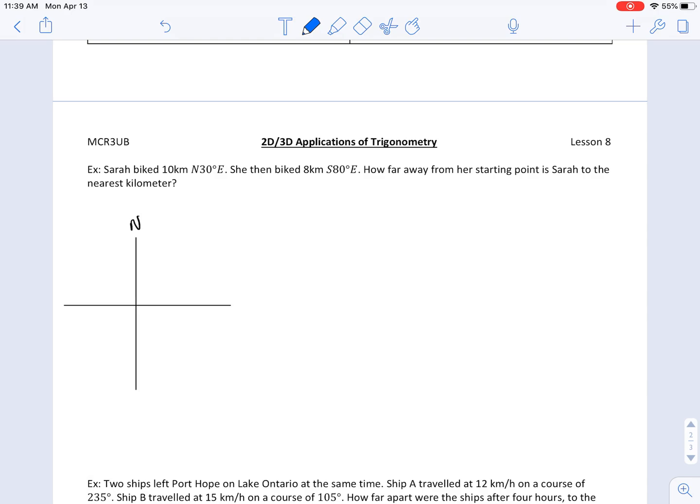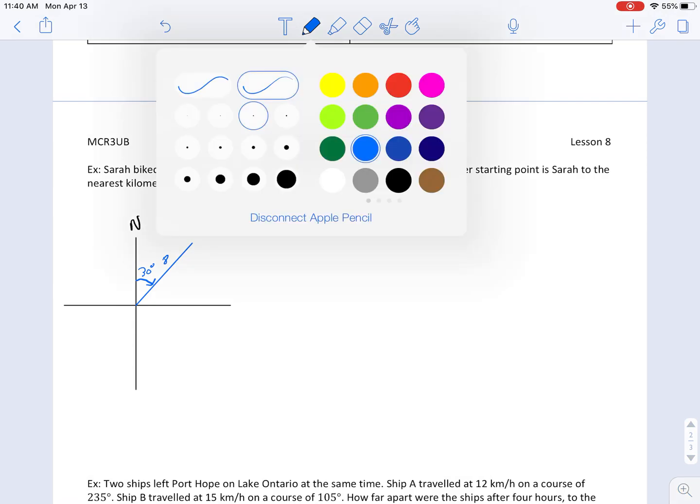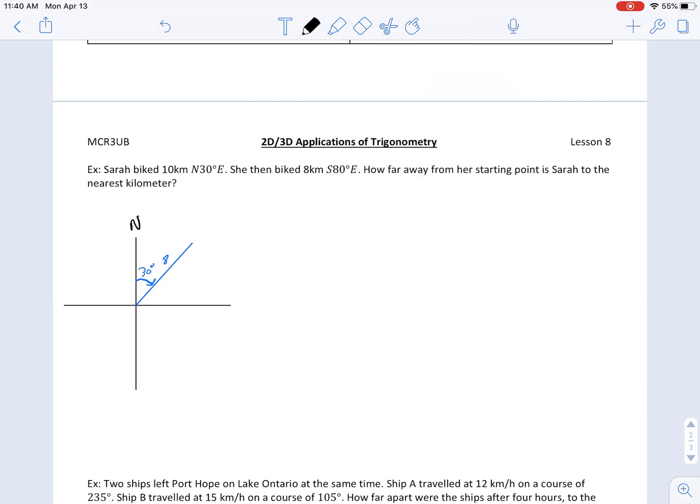So the first thing we're going to do, she's going 10 kilometers north, 30 degrees east. So that means she's rotating from here to here 30 degrees. So we draw our first leg of this. So let's say that's 8. And so that takes care of that. So that's the 30 degrees, and it's 8.